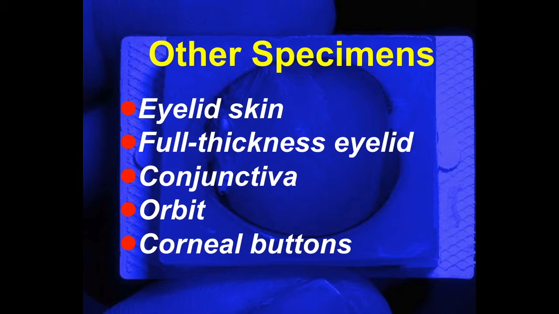Other specimens that we examine in the laboratory include eyelid specimens, eyelid skin, full-thickness eyelid resections, conjunctival and orbital biopsies, and corneal specimens. The corneal specimens include corneal buttons obtained at penetrating keratoplasty, and in recent years an increasing number of Descemet's membrane specimens from patients undergoing DSEK and DMEK procedures for Fuchs dystrophy and other forms of corneal edema.